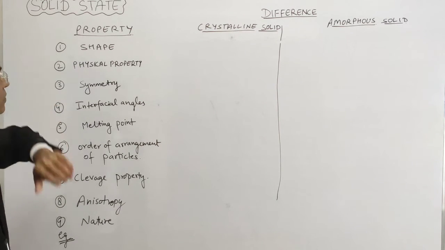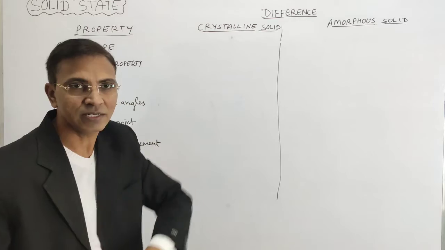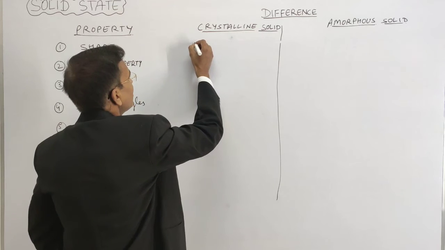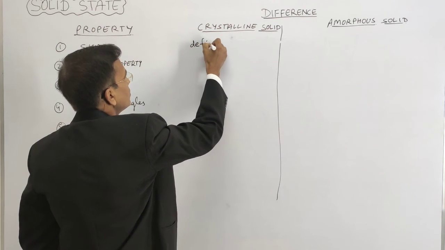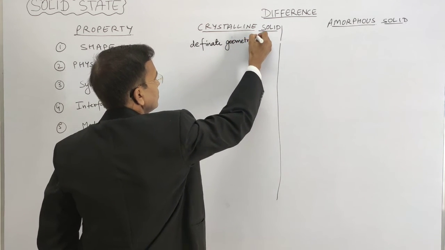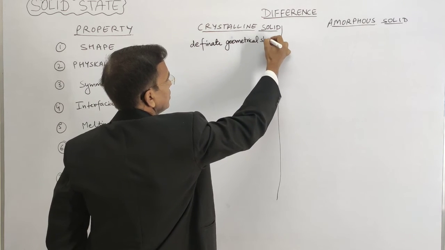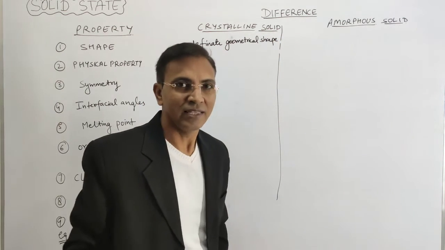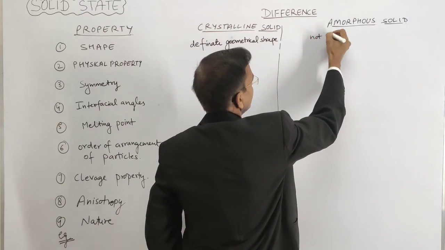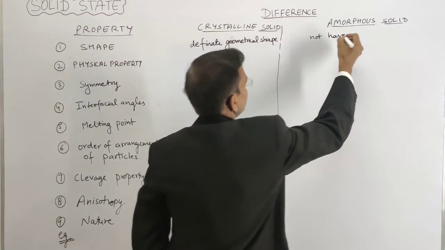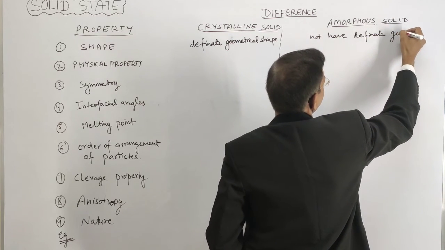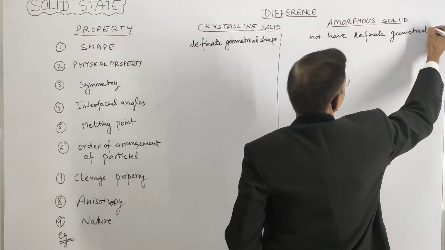The first is shape. Crystalline solids have a regular pattern and they have a definite geometrical shape. But in case of amorphous solids, they do not have a definite geometrical shape.